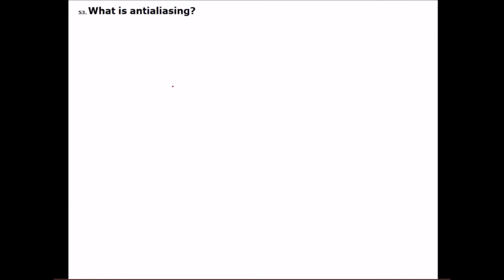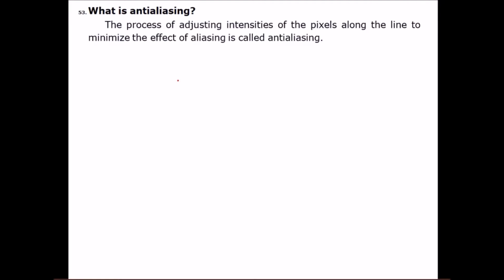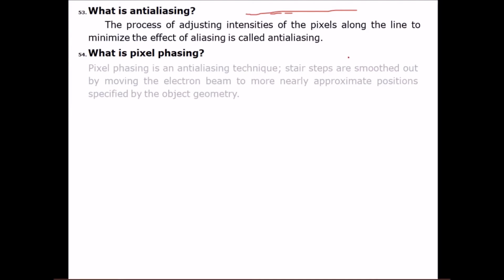What is anti-aliasing? The process of adjusting intensity of the pixels along the line to minimize the effect of aliasing is called anti-aliasing. So there are a number of pixels in this particular line which are creating this jaggery or stair step or alias effect. Now, the process of adjusting the intensity of these pixels along this line to minimize the effect of aliasing is known as anti-aliasing.